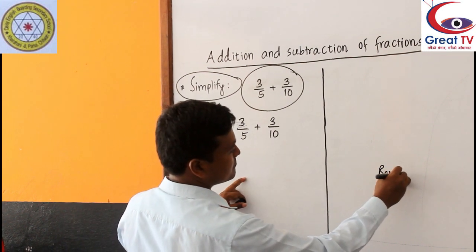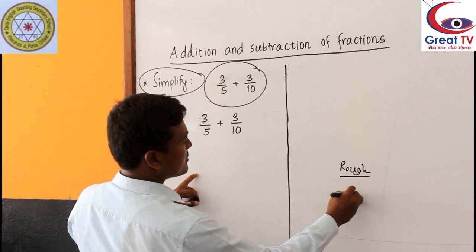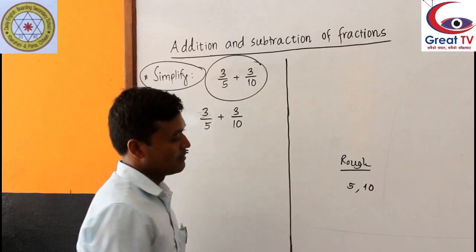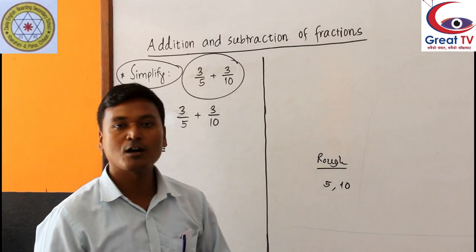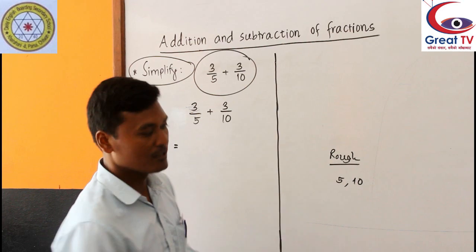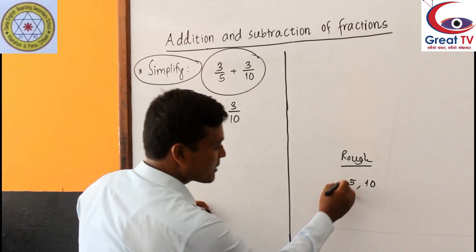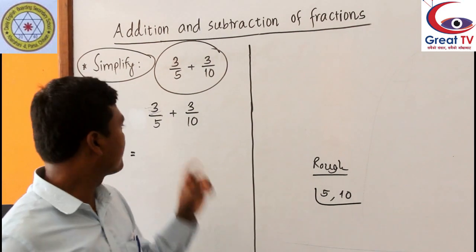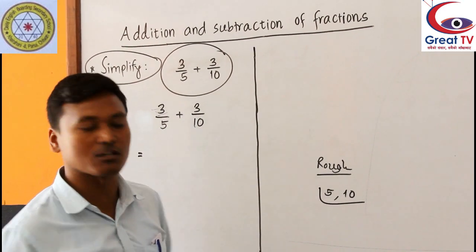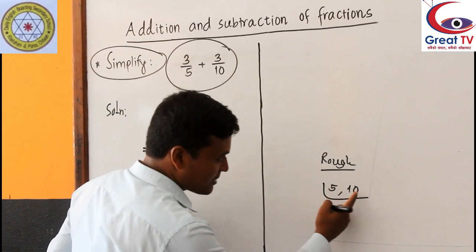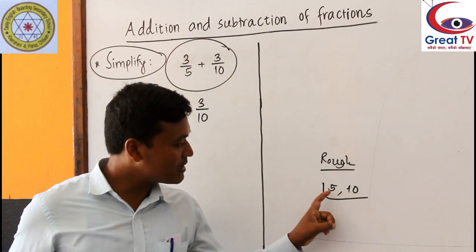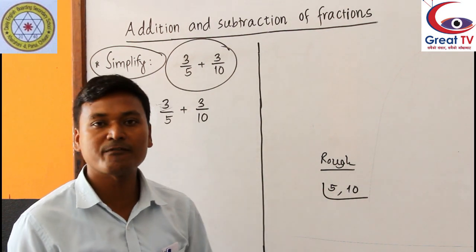LCM of 5 and 10. Then my dear students, you know very well how to find LCM of numbers. You read already in your previous class. So let us find LCM of denominators by division method. So by division method, here we are calculating the LCM of 5 and 10.